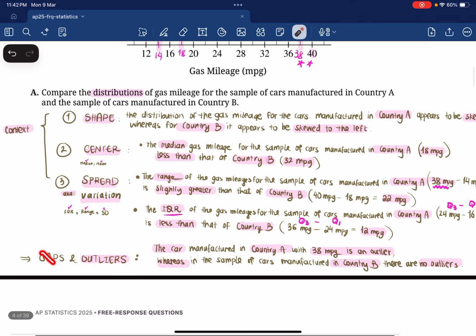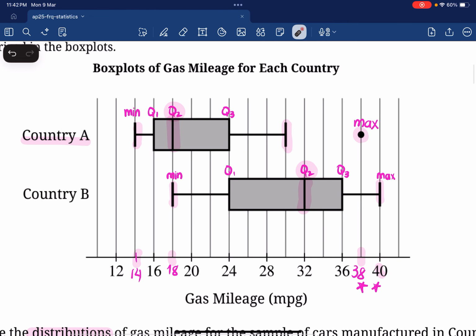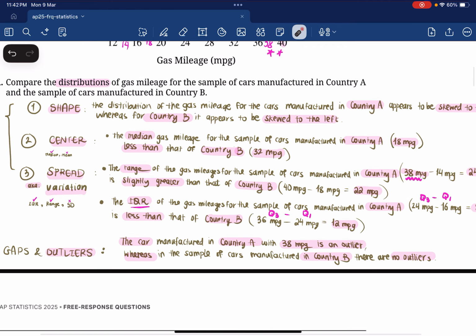We cannot talk about gaps in a box plot, but we can talk about outliers. And so we can't just say, oh, country A has an outlier. The value of this outlier is 38. We must answer in context. What does this outlier represent? This point represents a car, right? It is the car manufactured in country A with a value of 38 miles per gallon. That is the outlier.